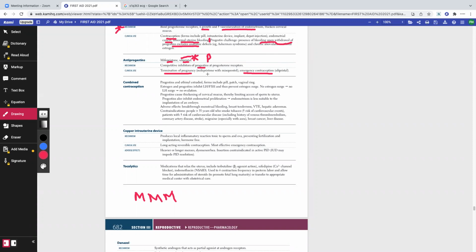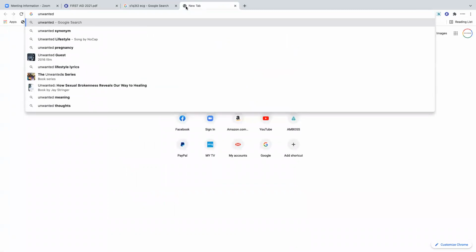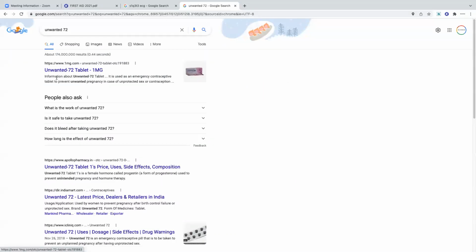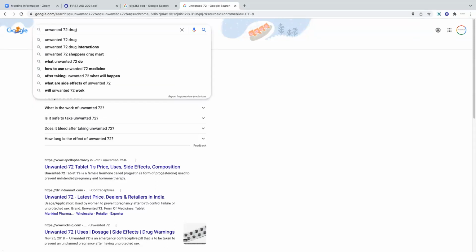And mifepristone is also an unwanted 72. There's a brand in India. Okay, good. Unwanted 72. Drug name.